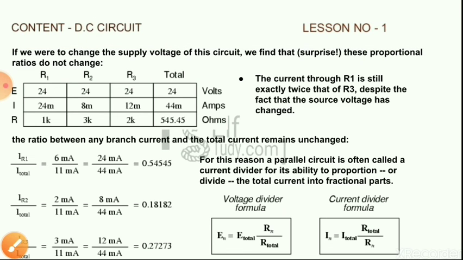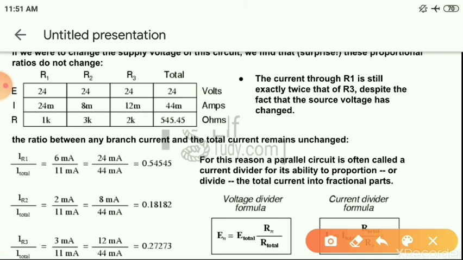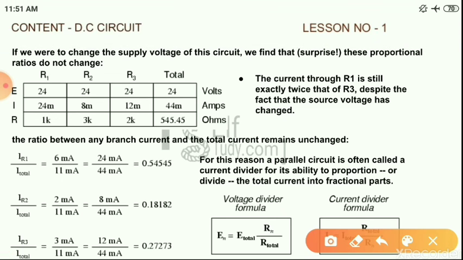If we had to change the supply voltage here also up to a value which is 24 volt, we find that the proportional ratio does not change. Here we increase the voltage from 6 volt to 24 volt, and all other resistances remain the same: 1 kilo ohm, 3 kilo ohm and 2 kilo ohm.